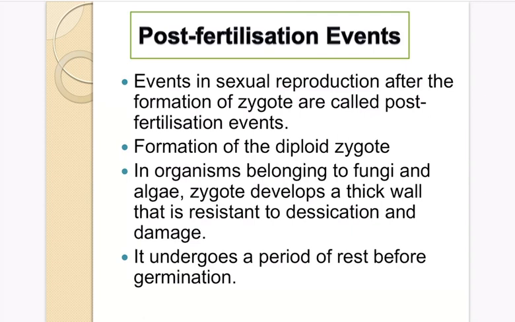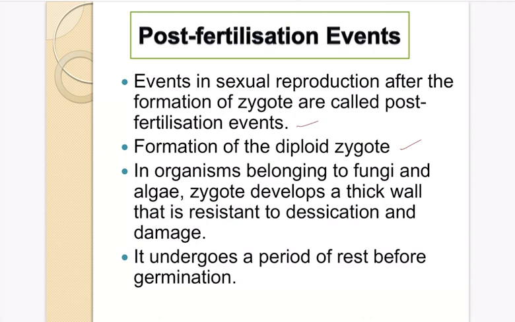So these are the two, formation of zygote and embryogenesis, the major sub stages that undergo under post-fertilization event. So events in sexual reproduction after the formation of zygote are called post-fertilization events. Formation of diploid zygote takes place. n from the sperm plus n from the ovum is equal to zygote 2n. Similarly, n from the pollen grain, n from the ovum, 2n zygote.